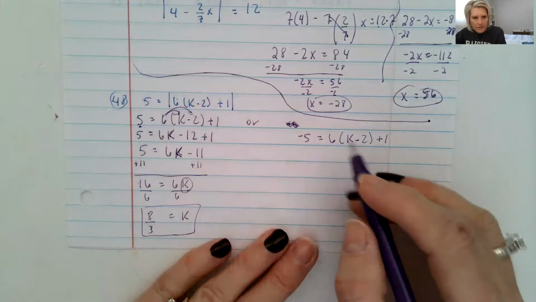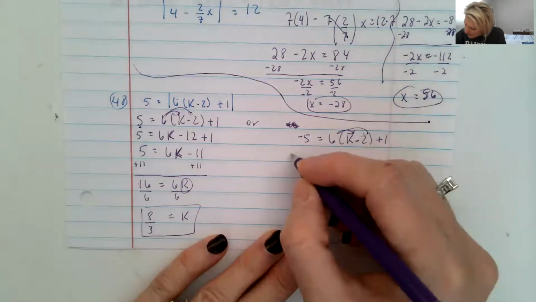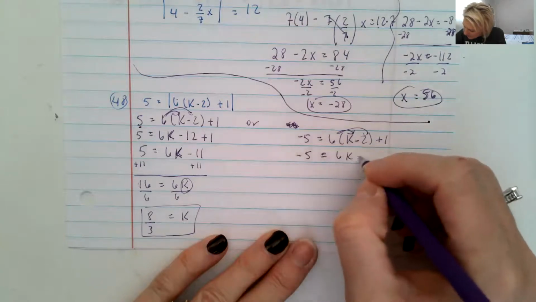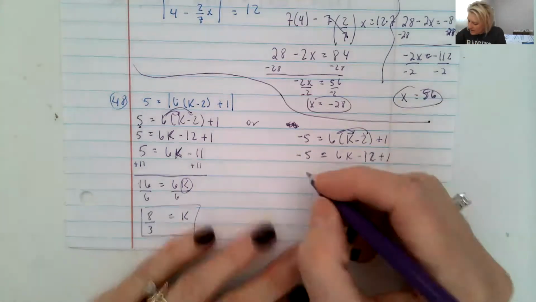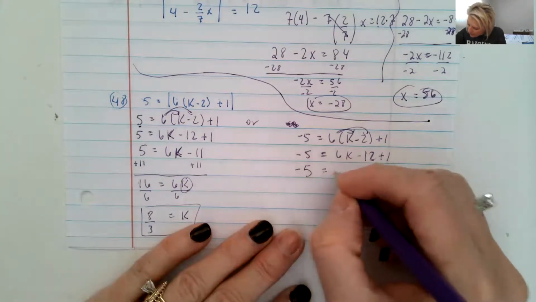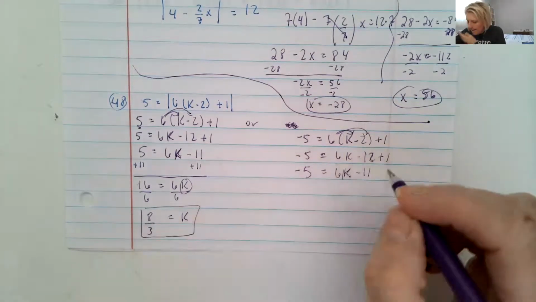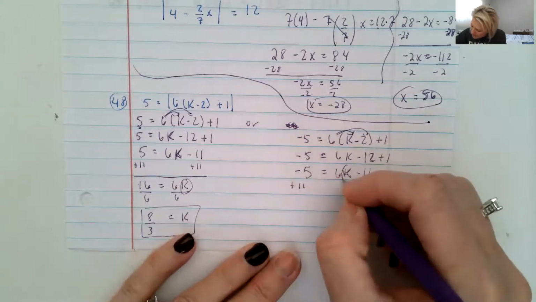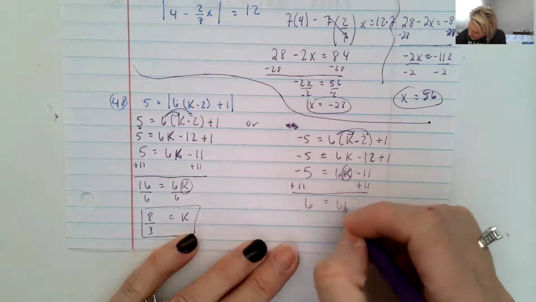Then over here, like I said, similar steps. We're going to distribute. This time it's just equal to a negative 5. So 6k minus 12 plus 1. And then negative 5 equals 6k minus 11. And then we're going to add 11 to both sides, just like we did before. And we get 6 equals 6k.